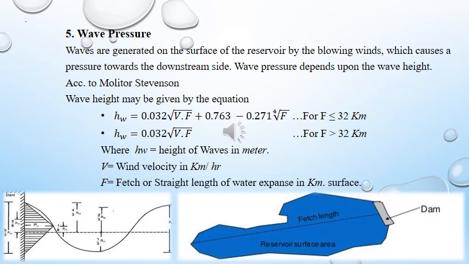This F is shown in the figure. Due to the construction of the dam, the reservoir is formed. This is the straight length of water that expands from the dam, and it shows the fetch length. This value may be less than or equal to, or more than, 32 kilometers. Accordingly, the corresponding formula can be used.